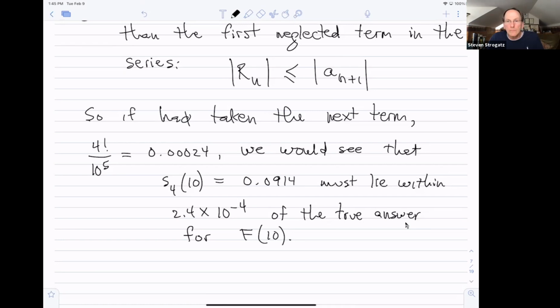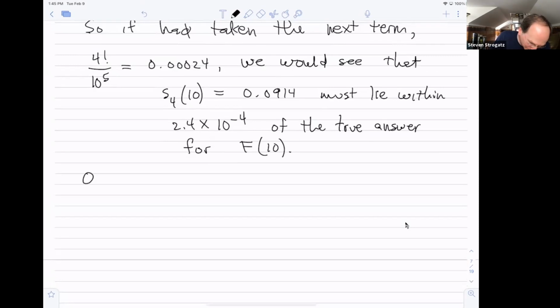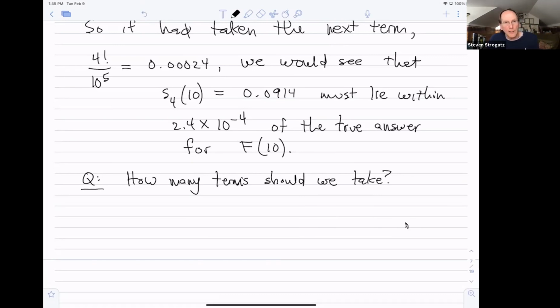How many terms should you use? Yes, how many terms should you use is a natural question. Right, thanks, Jackson. So that is exactly the question. Where's the right place to stop? How many terms should we take? And the principle is you want to get as close as you can to the right answer, for optimal accuracy using this kind of approach.